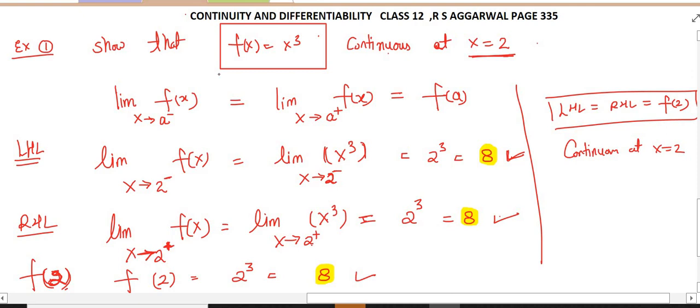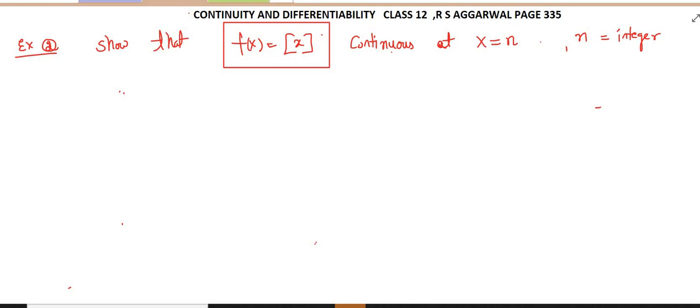Let's see the second question. This is example 2. It says, show that f(x) = [x], which is the greatest integer function, is continuous at x = n. To understand this problem, we should know what is the greatest integer function.